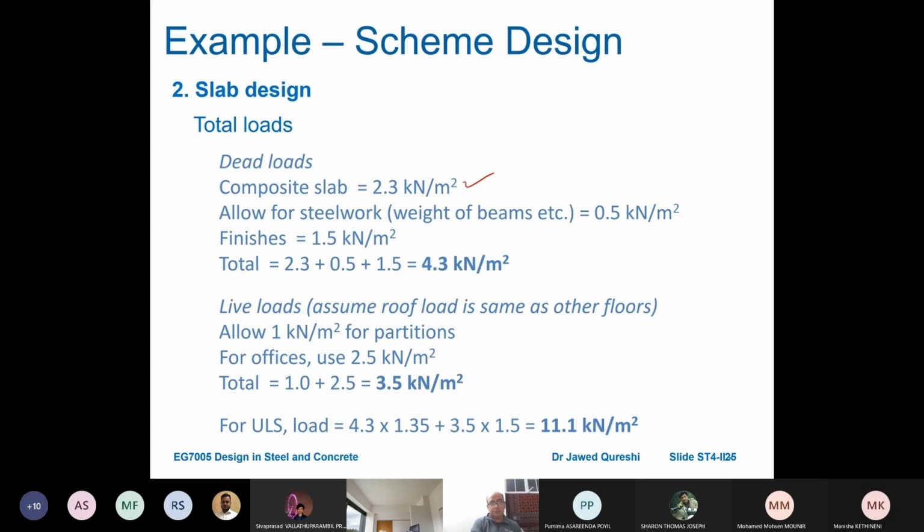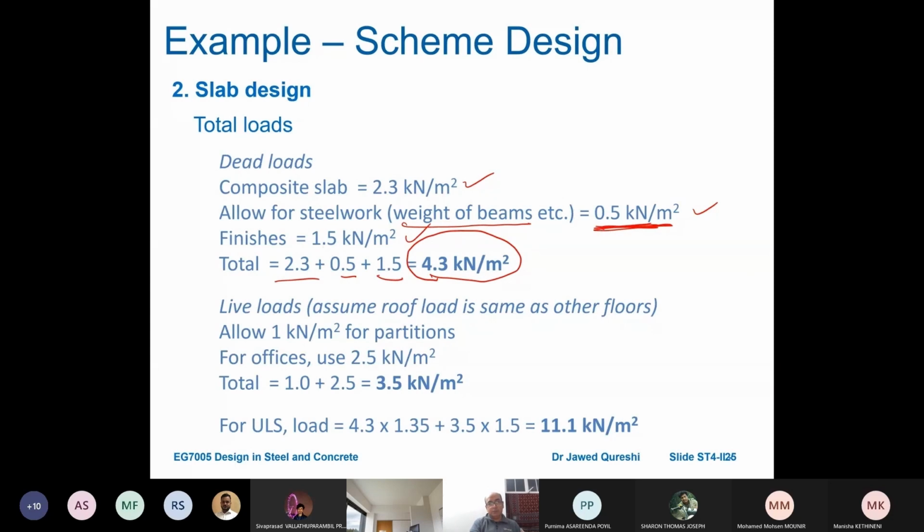Allow for steel work weight of beams 0.5 kilonewton, so that I don't have to revise these sections. So 0.5 for steel work. Finishes I already assumed 1.5. So if I add these things up, it will give me 4.3 kilonewton per meter square.